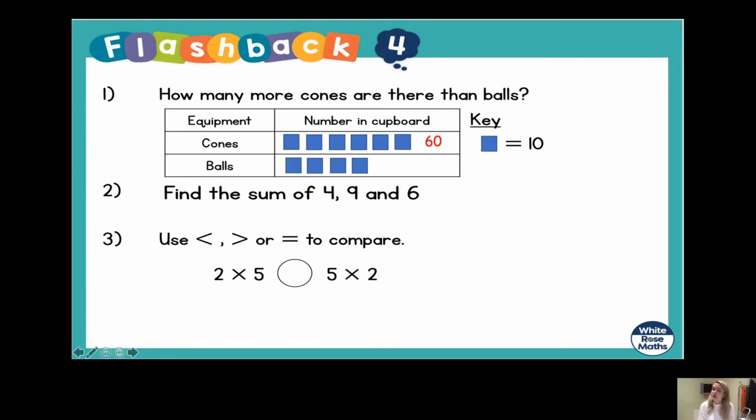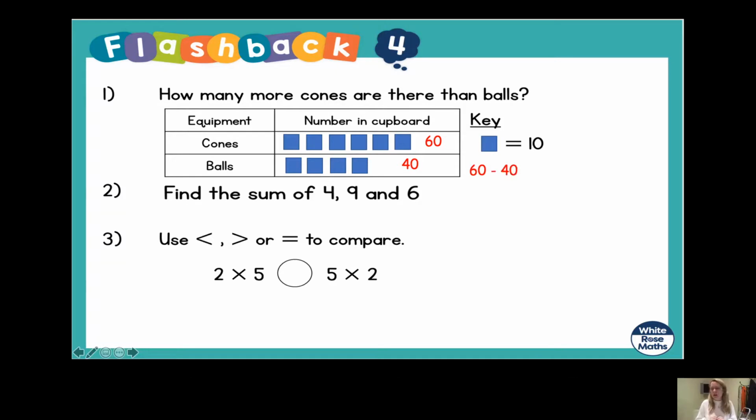So we're going to have to do 4 multiplied by 10. Now, can you tell me when to stop this time? Okay, 10, 20, 30, 40. Yes, you're right. I need to stop, don't I? Because I have counted 4 steps of 10 and I got to 40. So now we know how many of each item there is. We need to find the difference, and to find the difference we need to do a subtraction. So we need to do 60 because there are the most cones, subtract 40.